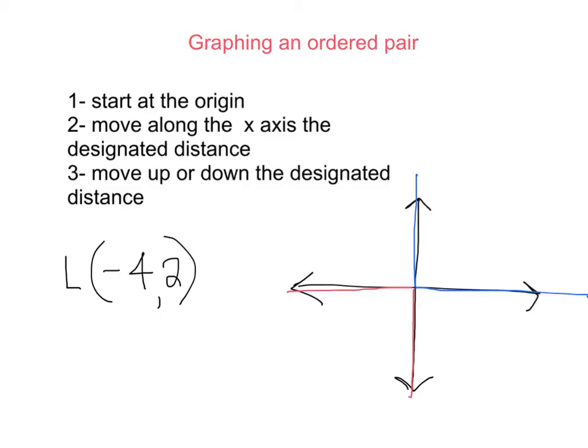So for this point, if we were trying to graph -4, we would travel over 1, 2, 3, and 4. So that's where my x is going to be. And then my y is going to be a +2, so it's going to go up 1, 2. So we figure out where those two points meet, and they meet right there. So then we would just label that point, whatever the letter is, and we're going to label it L.